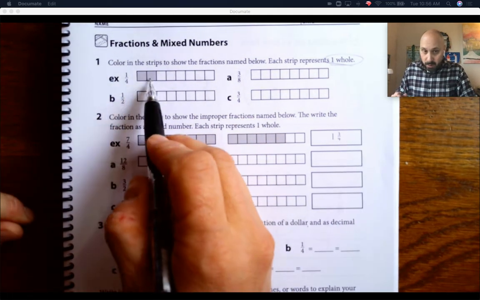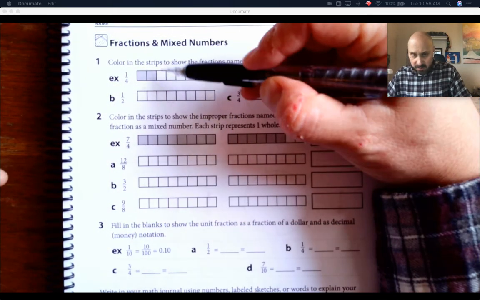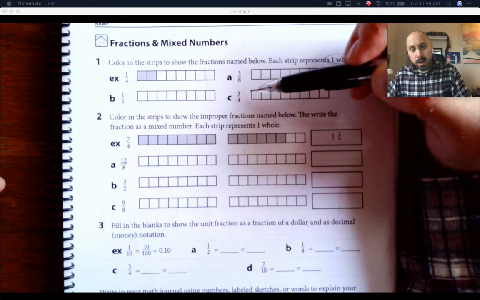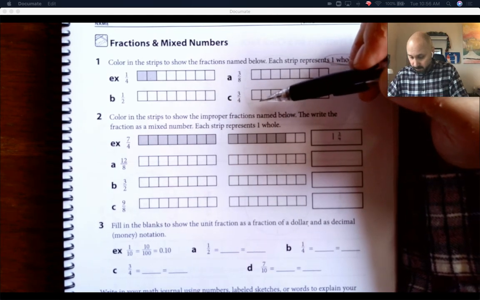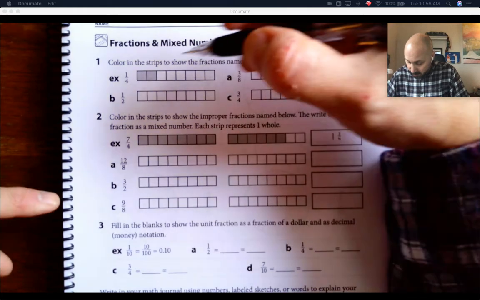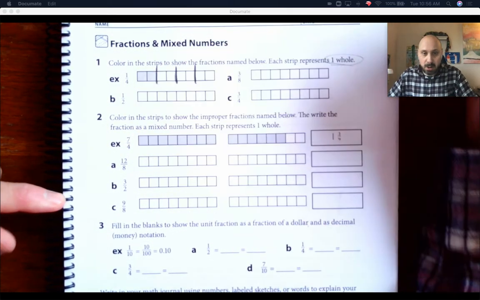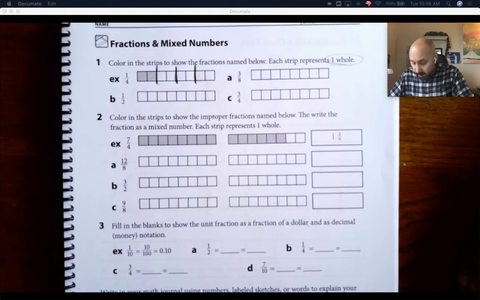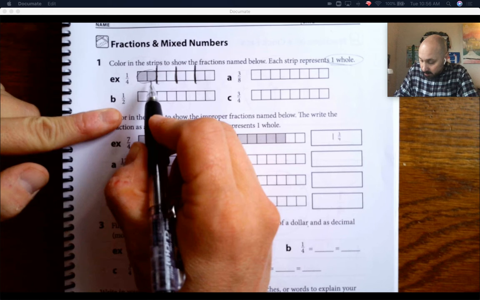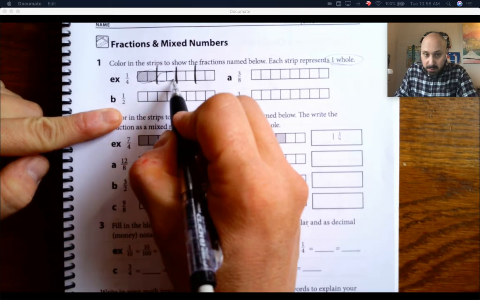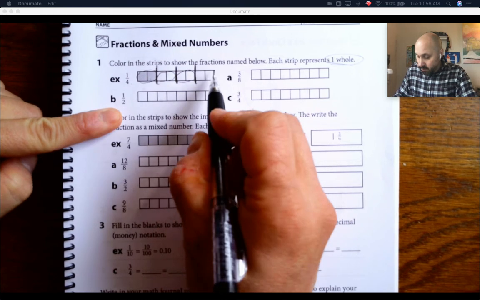Example, 1/4. So you're saying 1/4, but there's 2 squares filled in here, Mr. Mack. Well, the 2 squares represent 1/4 of the whole. So if I break this up into 4 equal parts with big dark lines, I notice that one of those fourths is these 2 gray lines here, another fourth is these 2 here, another fourth is these 2 here, and the last fourth is the last 2.